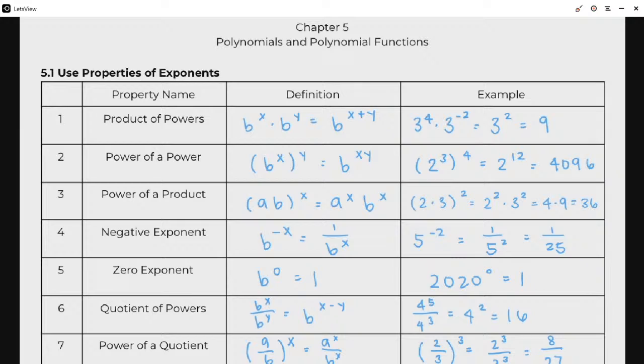The zero exponent is anything to the 0 power is 1. The quotient of powers is if we have b to the x power over b to the y power, we can subtract the exponents if they have the same base and we're dividing. And for power of a quotient, this one's similar to power of a product. If we have a over b to the x power, we can distribute the x power. So that's a to the x power over b to the x power.